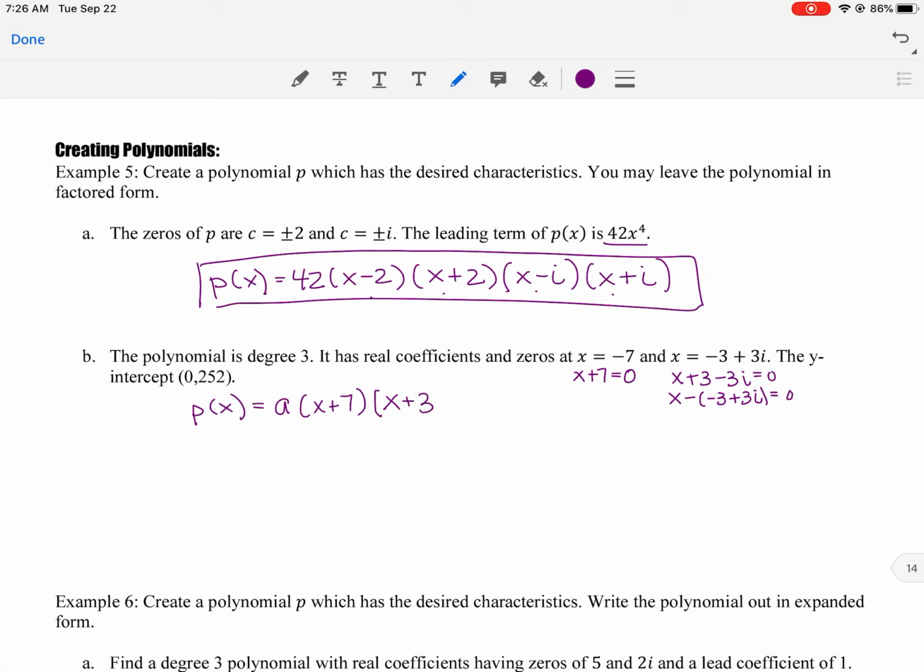Okay. The issue we now have is, hey, that's only 2 zeros. So where does the third 0 come from? Remember, our complex conjugates come in pairs. So if we have x equals negative 3 plus 3i, we also have negative 3 minus 3i, which means that x, if I move it to the other side, plus 3 plus 3i is also a 0.